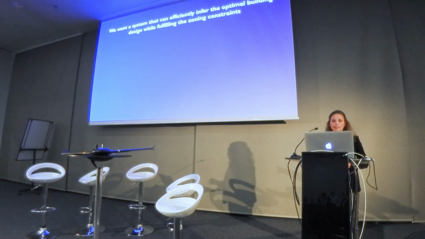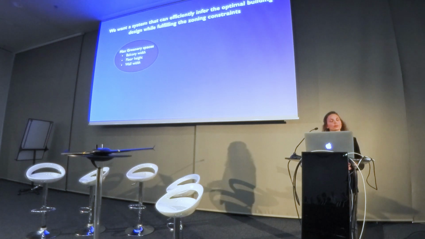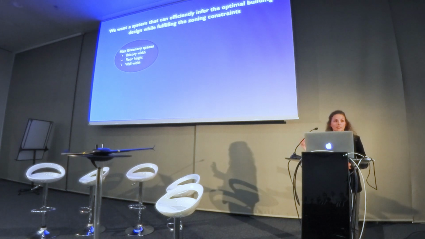To illustrate that, I'm going to show you in the next slides two main use cases. So the first one, my goal will be to build the building as green as possible. To do so, I will try to maximize the number of greenery spaces on my building. I will have some attributes I can vary, which are balcony width, floor height, wall width. So the goal will be to find those attribute values that give the maximum number of green spaces. No machine learning at this point. Repeat, no machine learning at this point.